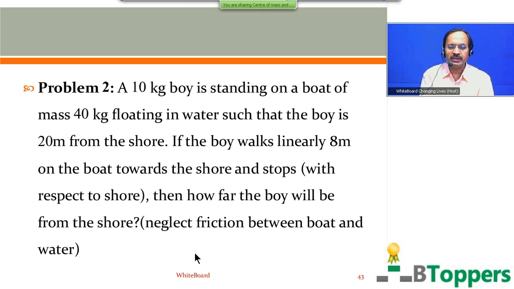In case you are interested to try it yourself first, you can take a pause and try the problem. Otherwise, you can just listen to the solution which I am going to discuss. I will also be giving a similar problem in the assignment in my next class. Here we consider the boy and the boat together as one system. I am going to show the answer first, then I will discuss the solution. The answer is 13.6 meters. Now I am going to discuss the solution for this problem.